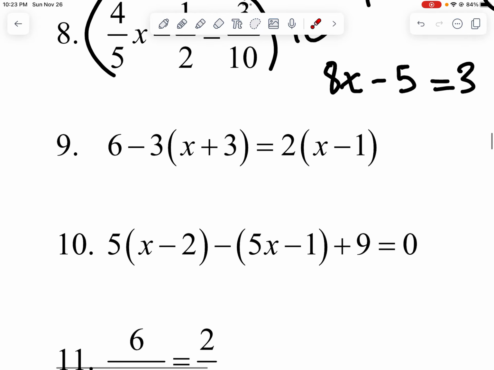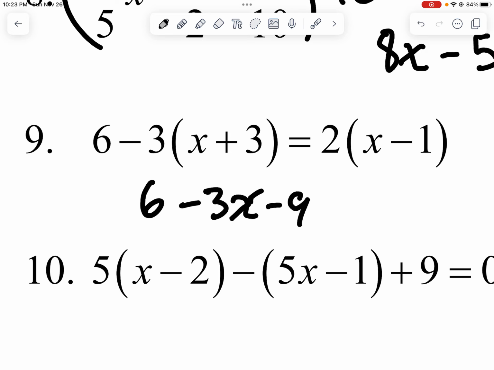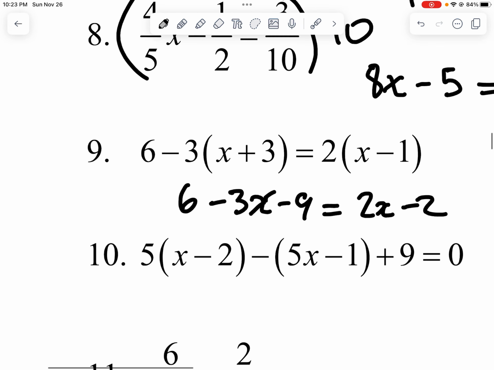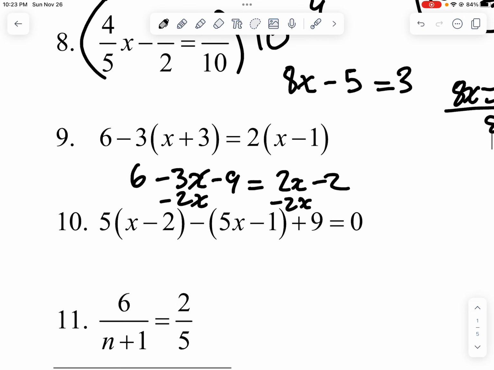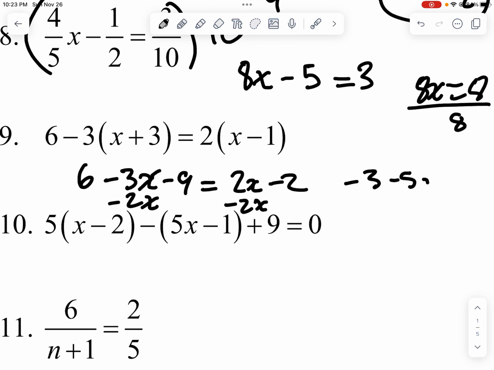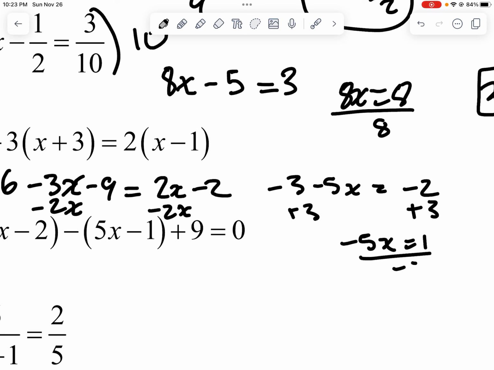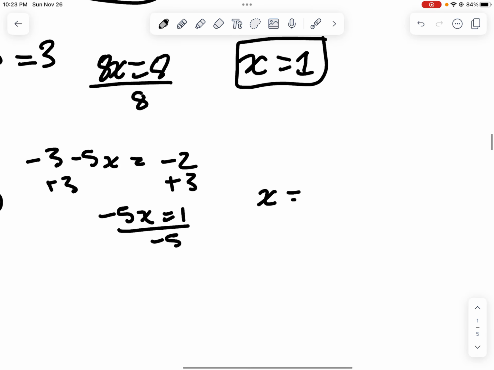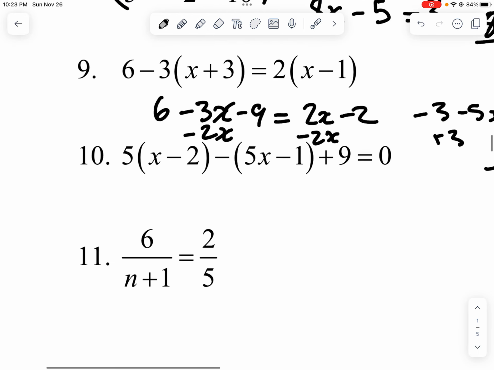Let's move on. All right, so now we need to distribute the negative 3, distribute the 2, right? And let's just move on. All right, 6 minus 3x minus 9 equals 2x minus 2. Subtract 2x from both sides. Combine like terms, negative 3 minus 5x equals negative 2. Add 3. Negative 5x equals 1 divided by negative 5. X equals negative 1/5. Fairly easy there.